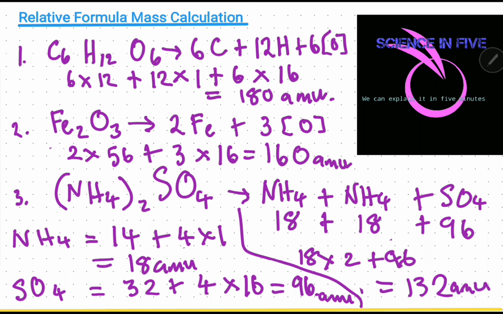This is how you can calculate relative formula mass quite easily. With this technique, you can calculate the relative formula mass of any substance, provided you've got the chemical formula and you've got a periodic table. And this time you might need a calculator to make the calculation easy.